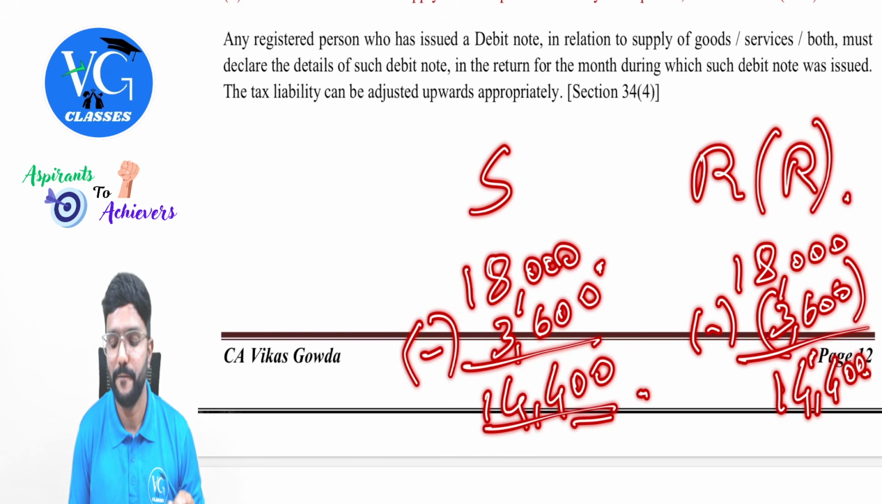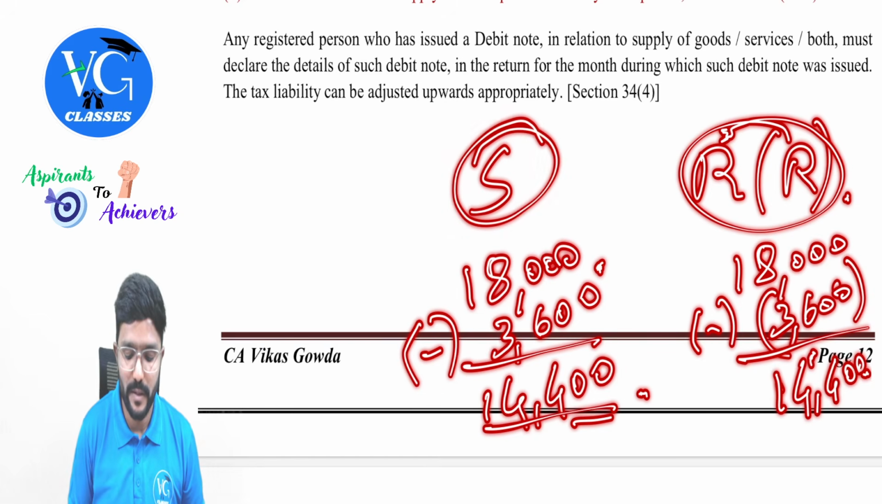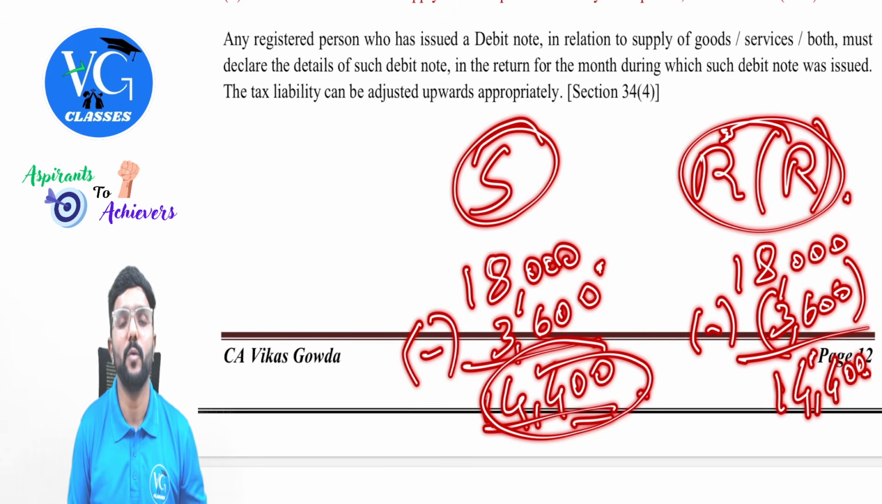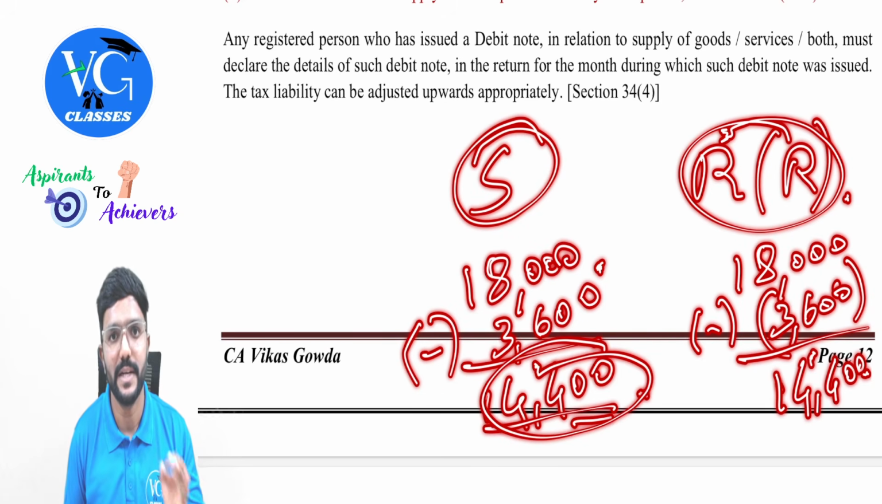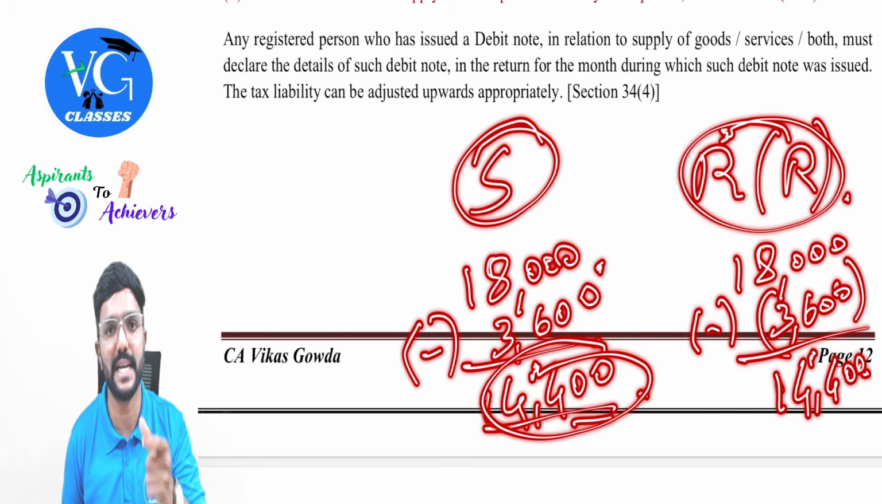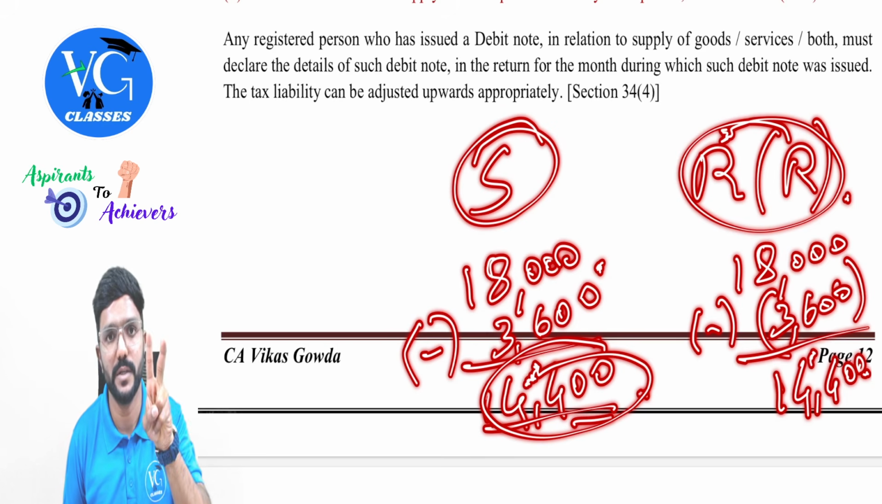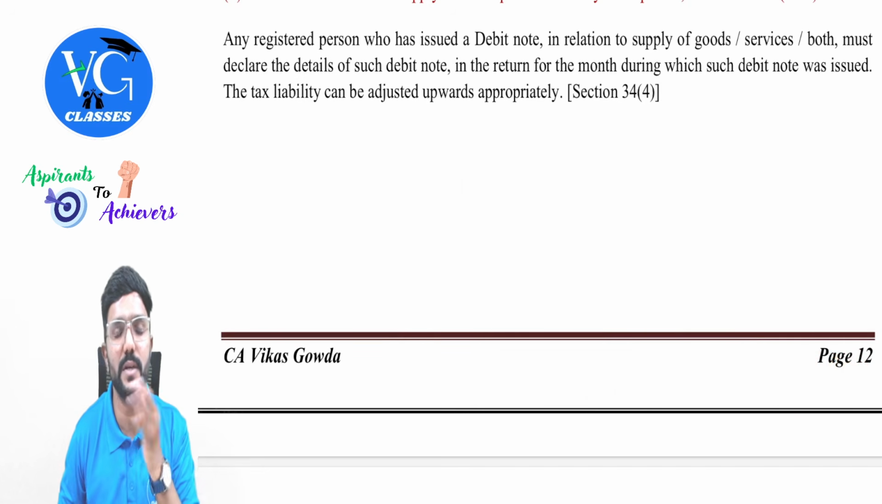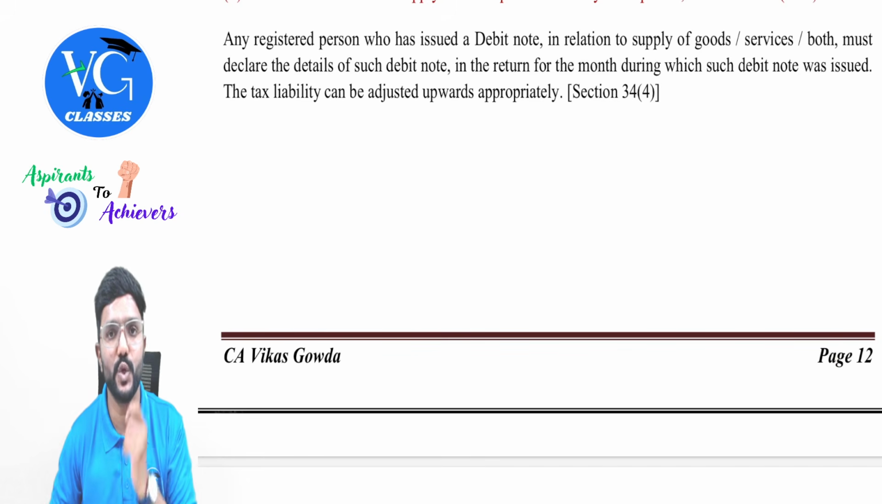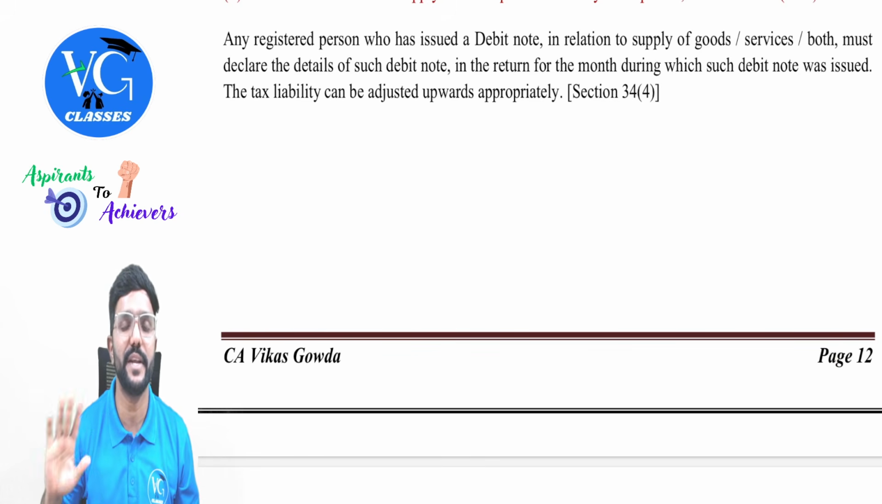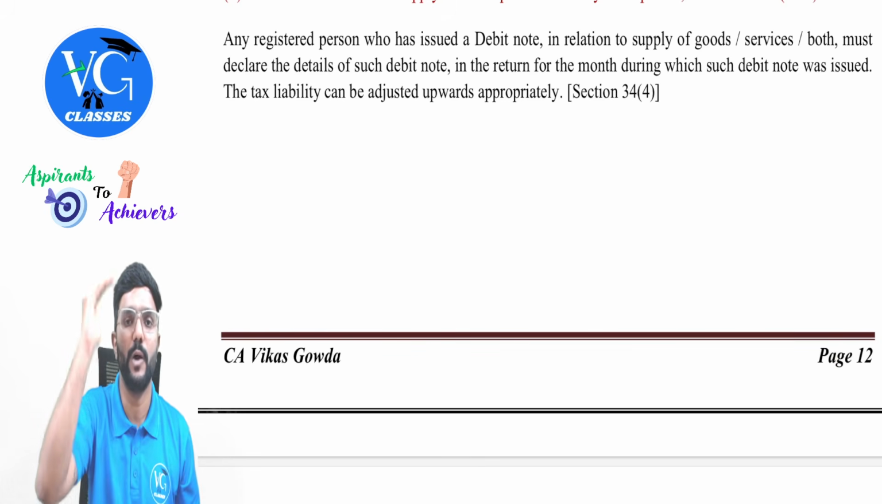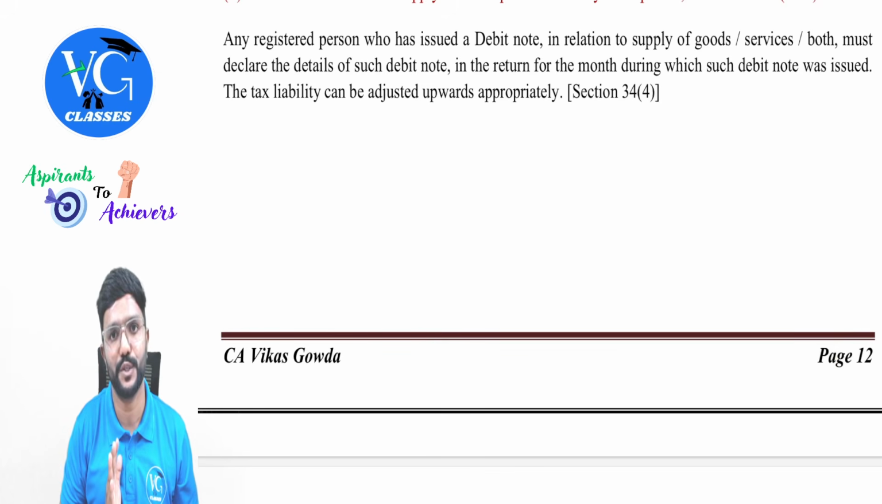So simple. If the recipient is registered, the output tax liability of the supplier will get reduced to 14,400 only if the recipient has reversed the credit with respect to that discount amount. What is the amount of discount as per my example, guys? 20,000. On that, what is the GST amount? 3,600. So to the extent of 3,600, it has to be reversed by the recipient. Only then the output tax liability of the supplier will get reduced. Is that clear? Yes, sir.